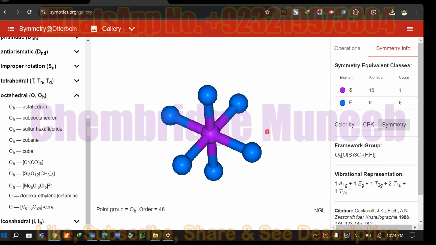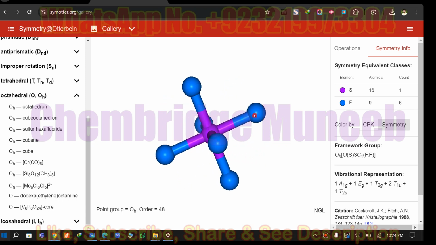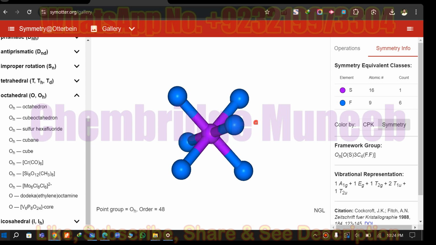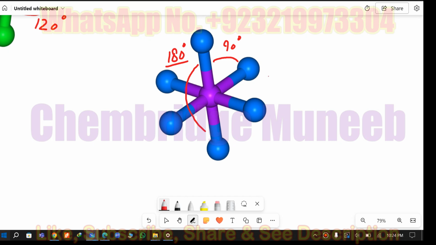And you can also check these atoms which are present horizontally. There are 4 atoms present on the horizontal axis. You can see that they are also present at 90 degrees. So the angle between them is also 90 degrees. So this is also a 90 degree angle. So what we see here is that both the angles are 90 degrees.